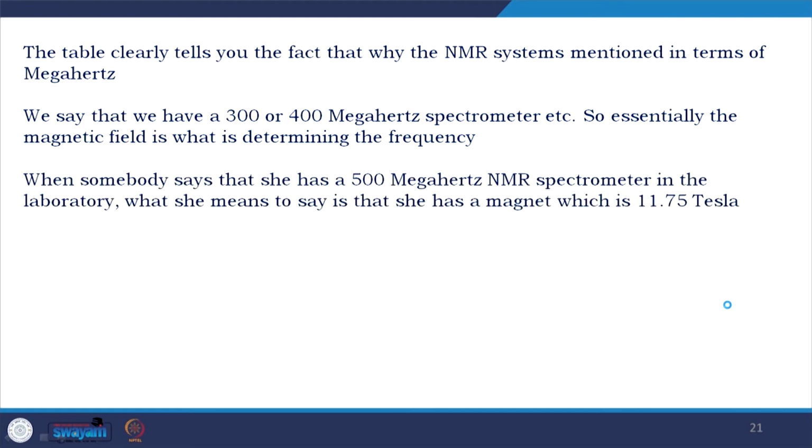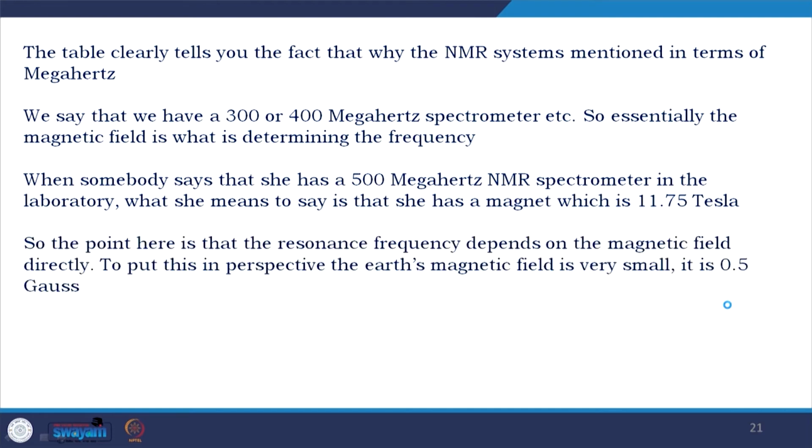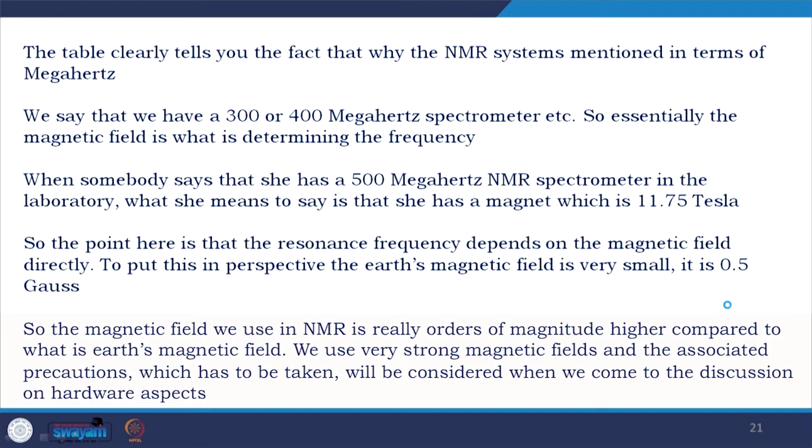When somebody says that he or she has a 500 megahertz NMR spectrometer in the laboratory, what he or she means to say is that the magnet is 11.75 Tesla. So, the point here is that the resonance frequency depends directly on the magnetic field. To put this in perspective, the earth's magnetic field is very small, which is 0.5 Gauss.